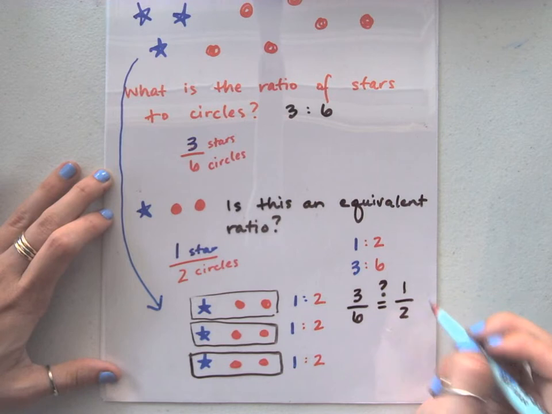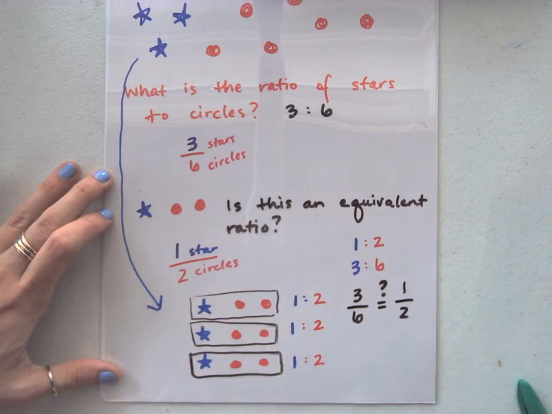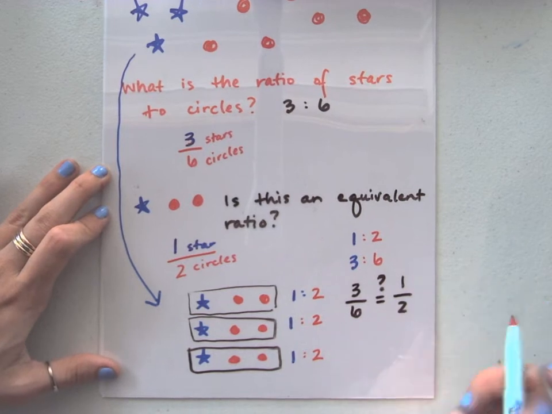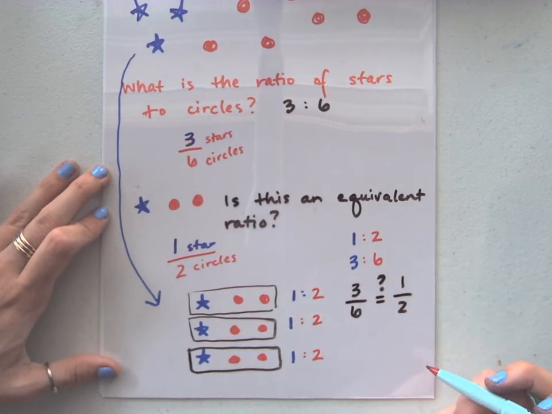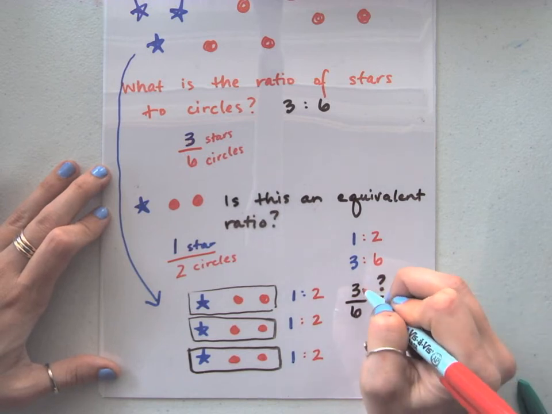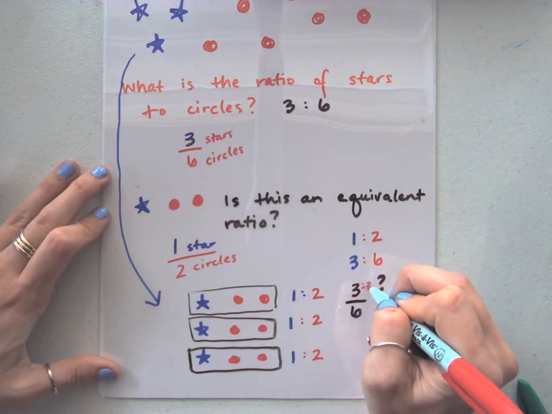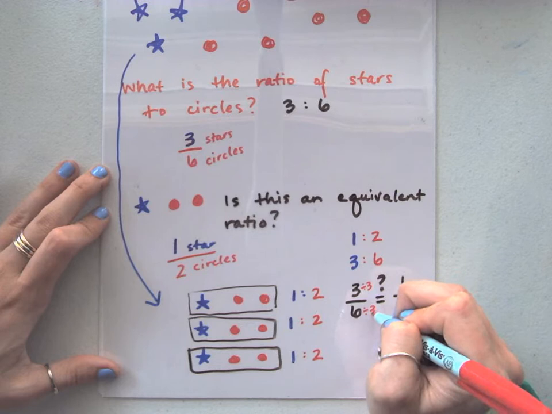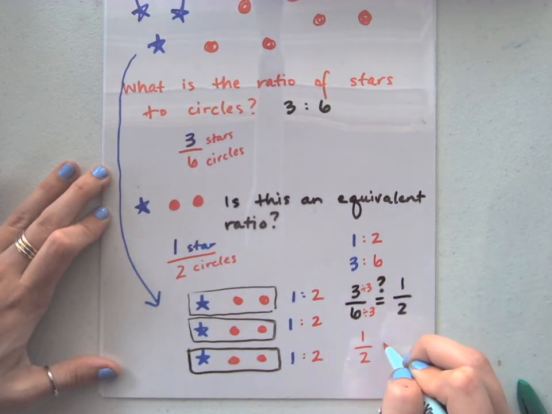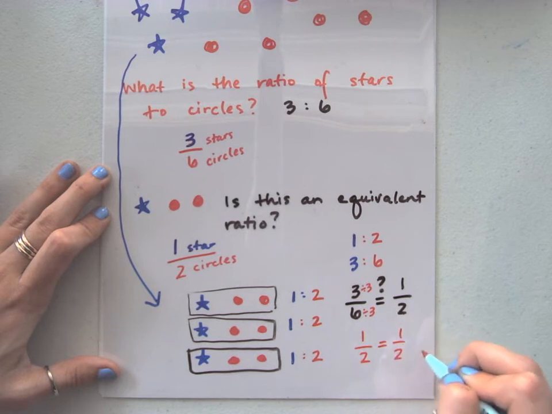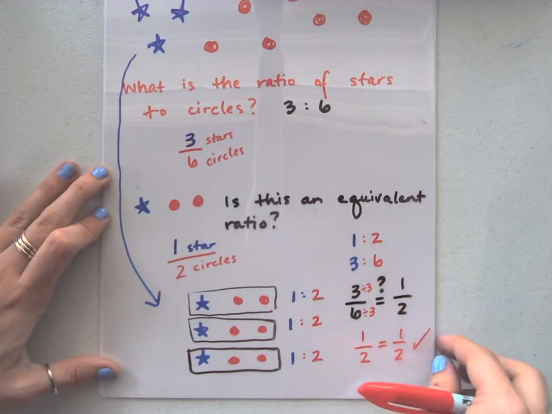Well, there's a couple things that we can do. There are many methods for checking this, but these are the 2 methods I would really recommend. Firstly, if you write it like a fraction, all you have to do is simplify your fraction. The greatest common factor of 3 and 6 is 3. 3 divided by 3 is 1. 6 divided by 3 is 2. Does 1/2 equal 1/2? Yes, these are equivalent ratios.